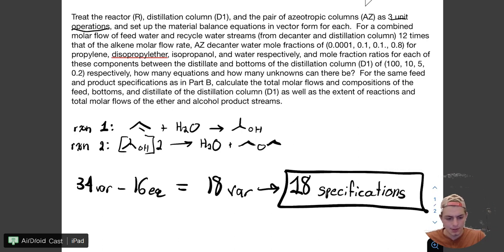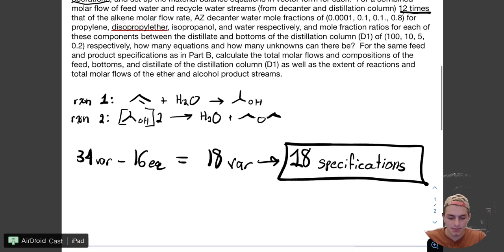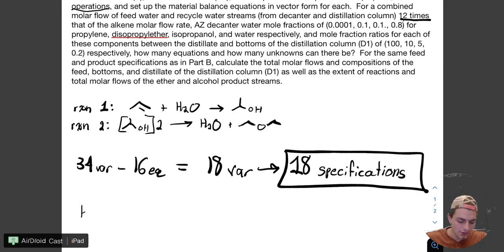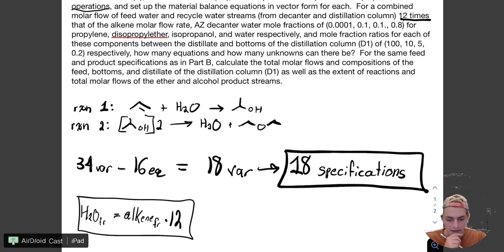And we are told that we have a combined molar flow of feed water and recycle streams 12 times that of the alkene molar flow rate. So that means that the water flow rate is equal to the alkene flow rate times 12. So that's going to be a constraint on our process here.